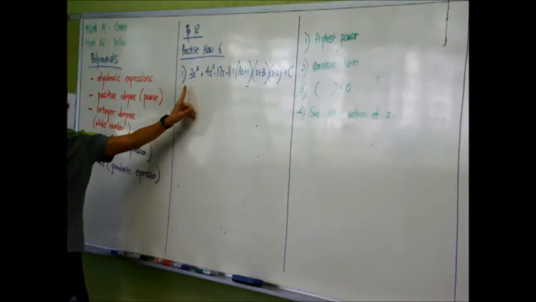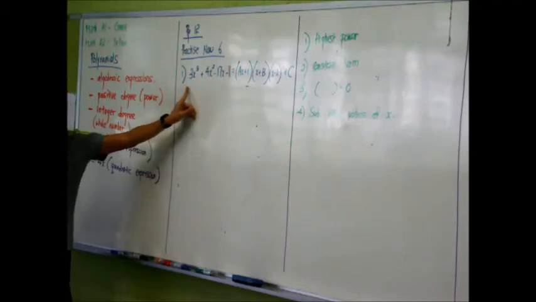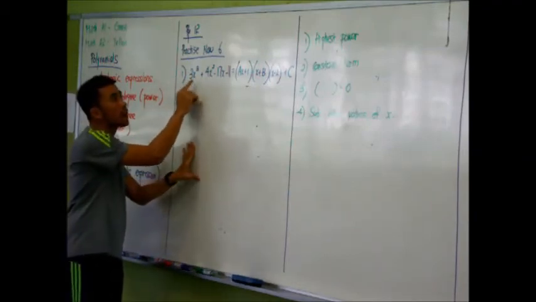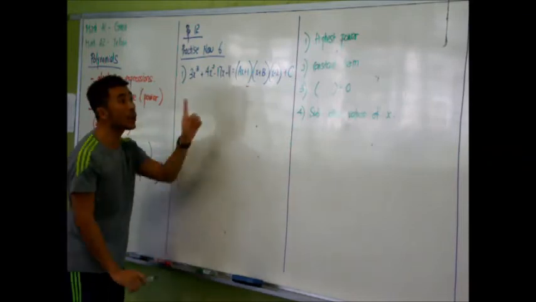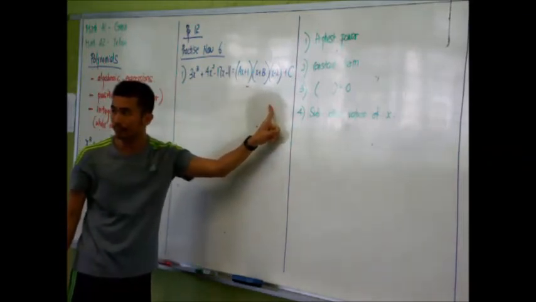3, left hand side, correct? Now, this is the highest power. The coefficient of the highest power is 3. Now, take a look at the right hand side.